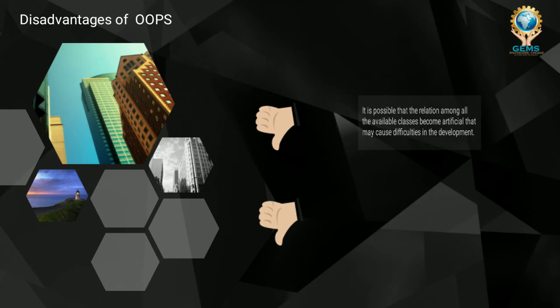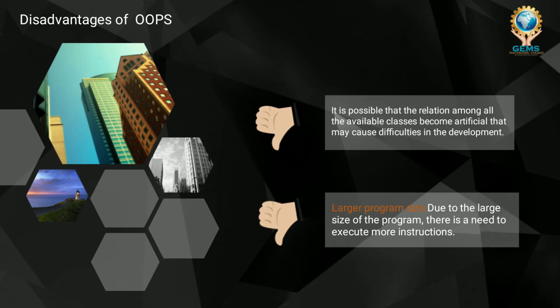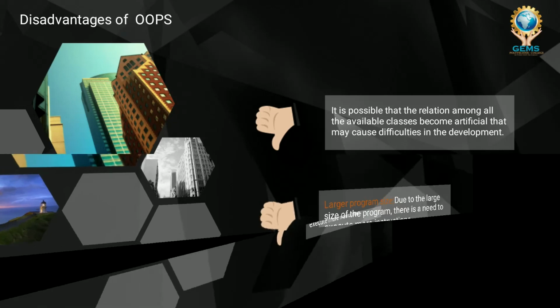Now we'll see the disadvantages. It is possible that the relation among all available classes becomes artificial, which may cause difficulties in development. So this is the disadvantage. Artificial relations may cause difficulties in development, so development is a little bit difficult. And then large programming size. So the second disadvantage is large programming size. First one is difficulty in development, second one is large programming size.